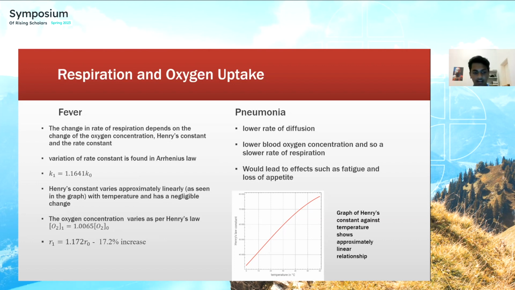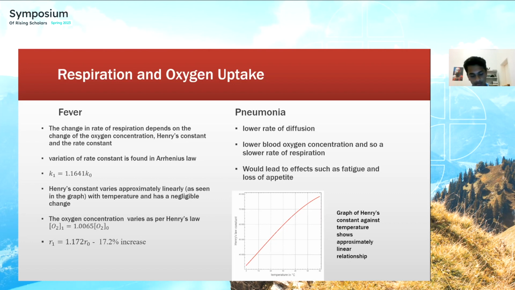Putting these together, you can find that there's a 17.2% increase in the rate of respiration. And this, again, further implies the increased lung function, as a higher energy production rate is better for a more effective immune response. Pneumonia, once again, because of the difficulty to obtain data for, we have to use the same technique as in the previous section to find the effects.